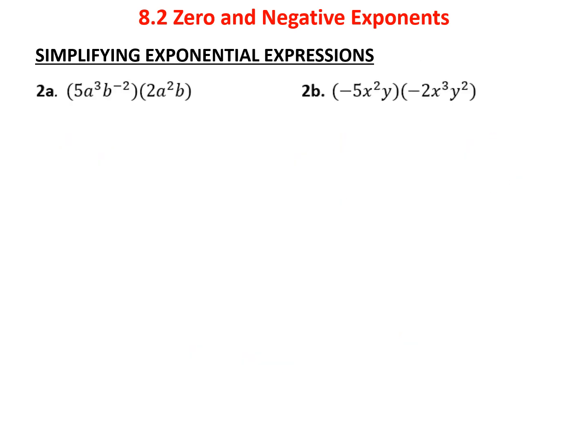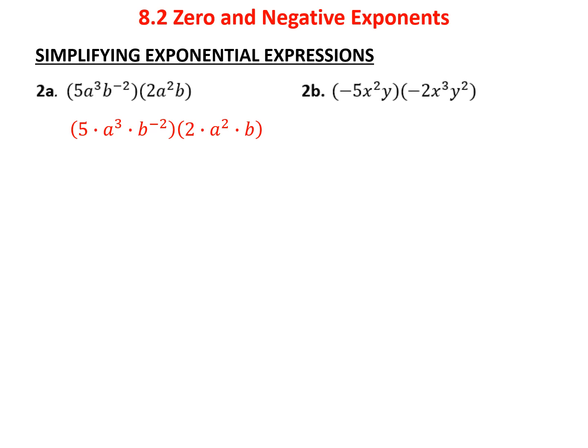Now as we move to problem 2, you'll notice that we're simplifying expressions. In this case, what we want to do is kind of like combining like terms, but what we're going to do is put our like terms together so we can put all the exponents together. So when I look at this problem here, what I really have is 5 times a to the third times b to the minus 2, quantity times the quantity 2 times a squared times b.